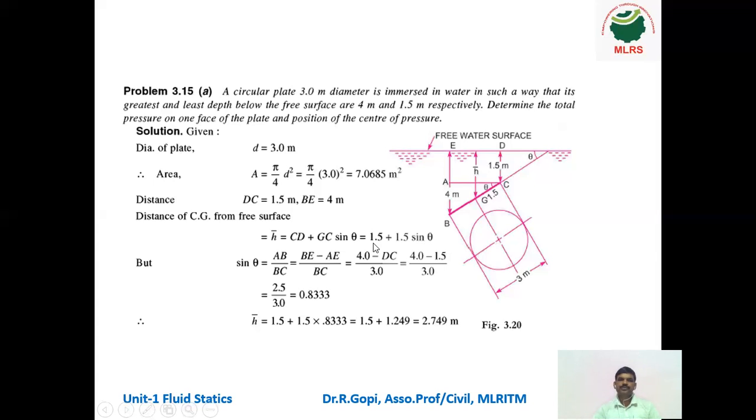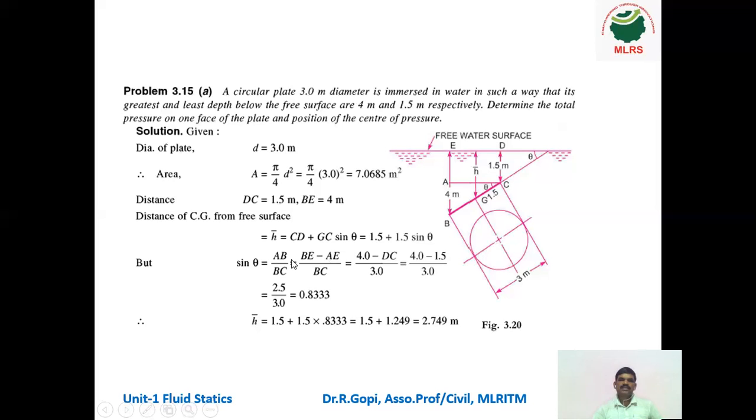So now 1.5 plus this height, which is 1.5 sin theta. Consider this triangle. The diameter is 3 meter, so half of this up to the center of gravity is 1.5 meter. So this height is 1.5 sin theta. Now we have to calculate sin theta. What is the sin theta formula here? Consider this whole triangle ABC. Sin theta is equal to opposite, that means AB divided by BC.